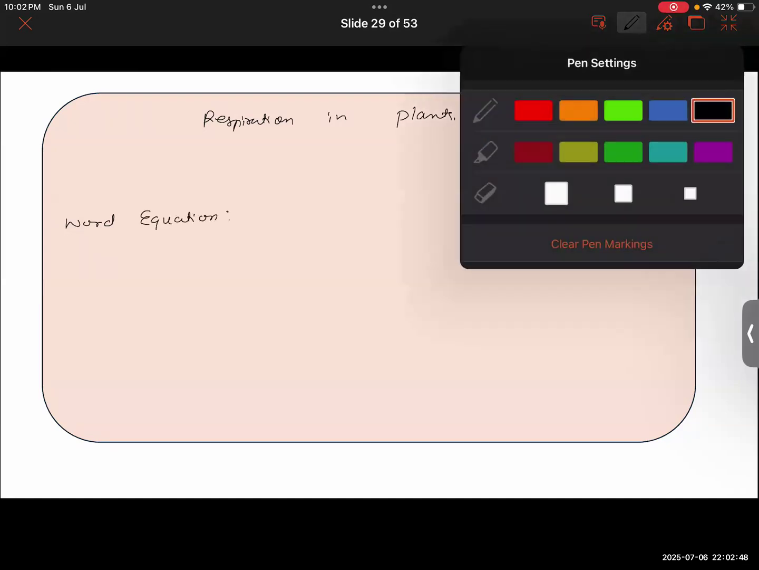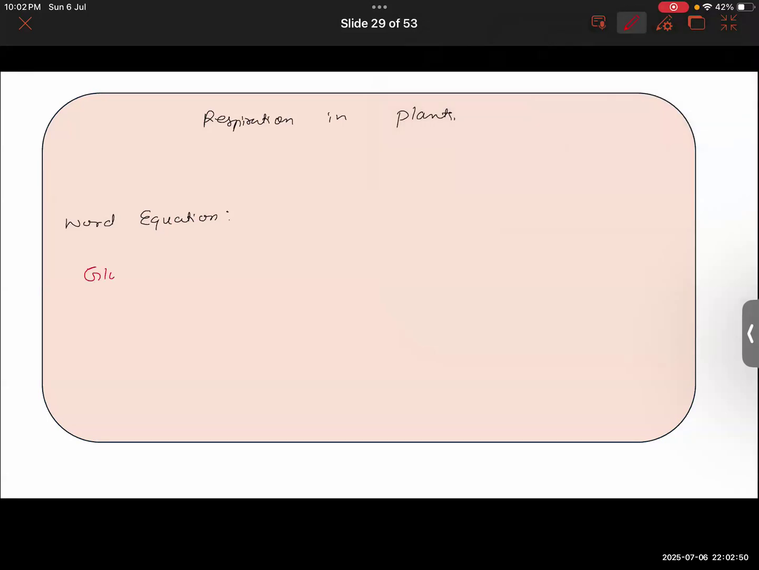Here we have glucose. It is being broken down with the help of oxygen, and as a result, energy is given out, plus carbon dioxide gas is released in this process. Is that clear to everyone? Yes, sir. Okay, so that is respiration in plants.